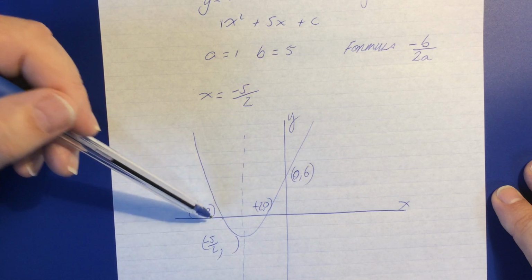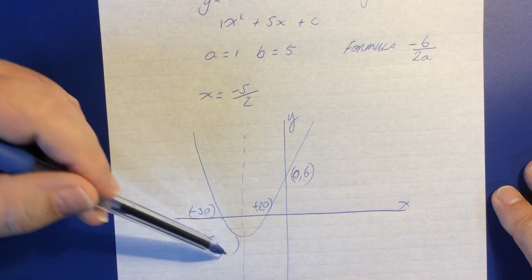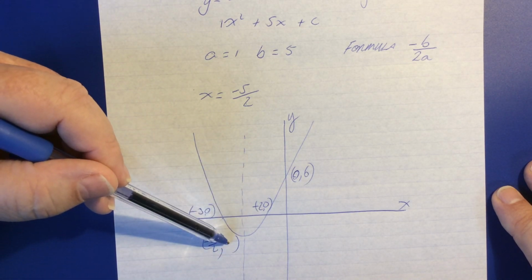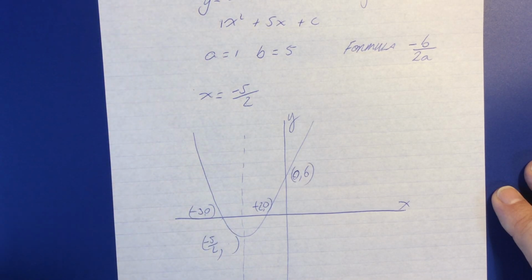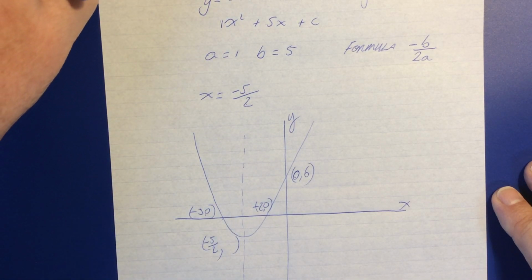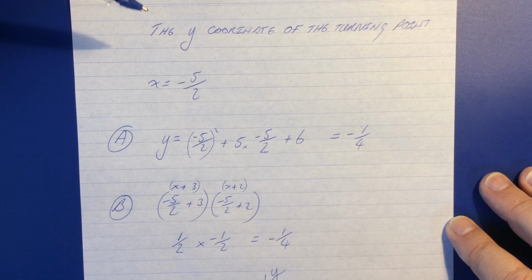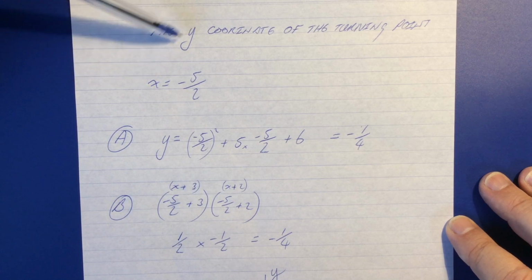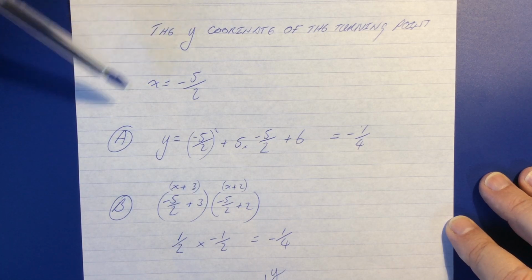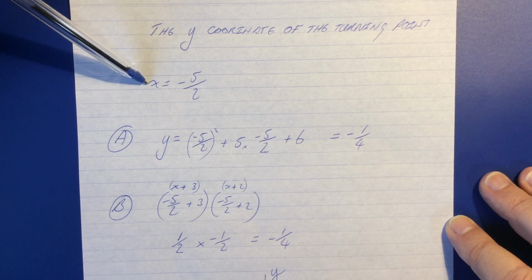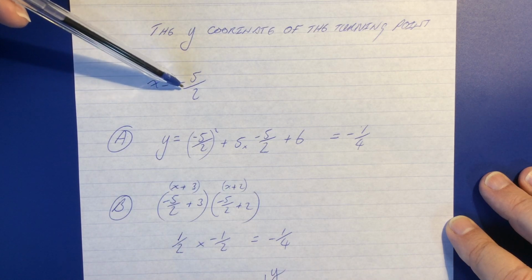We have the other points of interest, which we've already worked out, and we have a blank space here, which means that we must be going to look for the y-coordinate. Okay, let's go and do that. And here we are. The x-coordinate of the turning point, the y-coordinate of the turning point. The x-coordinate we already know, we worked it out on the previous page. X is equal to negative 5 over 2.